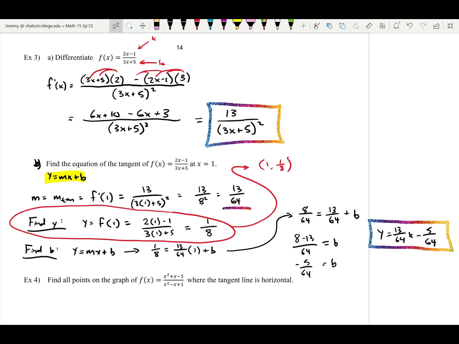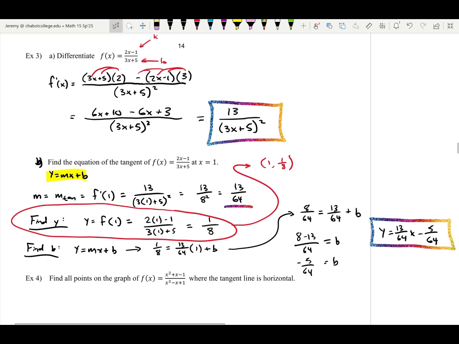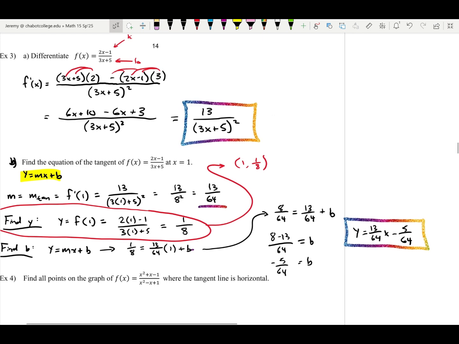All right, if you feel like checking your work, you can plug the original function into your graphing calculator. For y2, you can plug in our answer, so the equation of that tangent line. And then you can zoom in on that ordered pair (1, 1/8). Make sure they intersect at those points. That's just how you could check your work. I promise you that this is the correct answer, but if I was working on a test and I got numbers like 13/64 and negative 5/64, I might want to check my work.